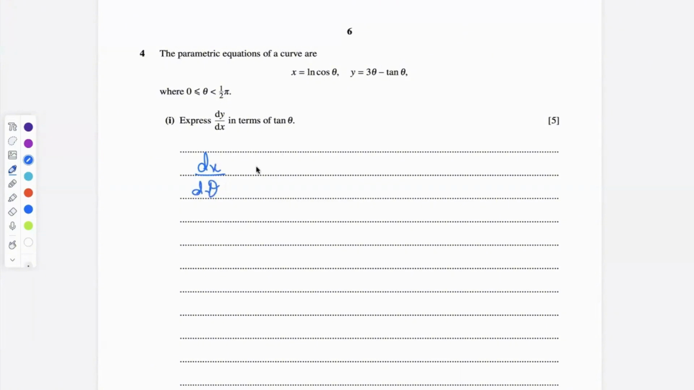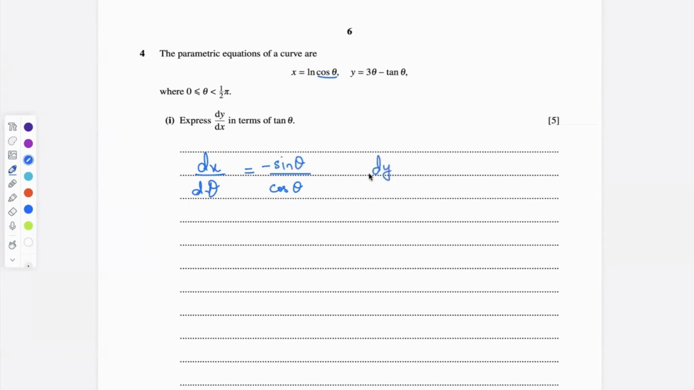Now, as it is ln of cos theta, when we're differentiating a ln function, we write the derivative of the function in the numerator and the function itself in the denominator. The derivative of cos theta is minus sine theta. So dx/d theta will become minus sine theta upon cos theta.